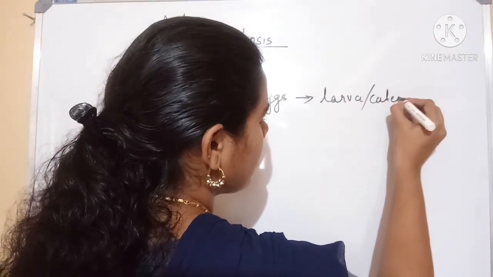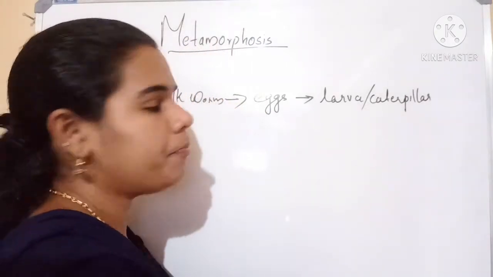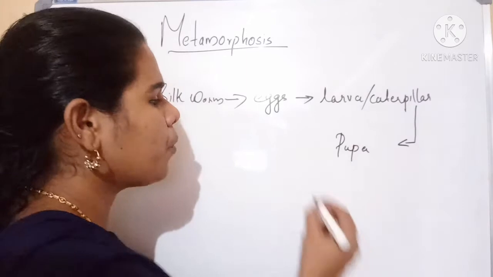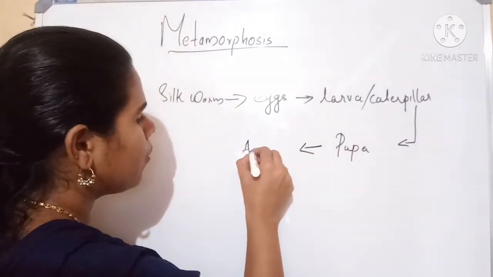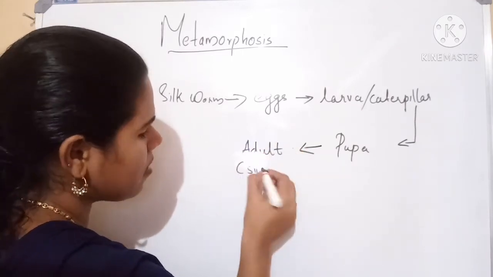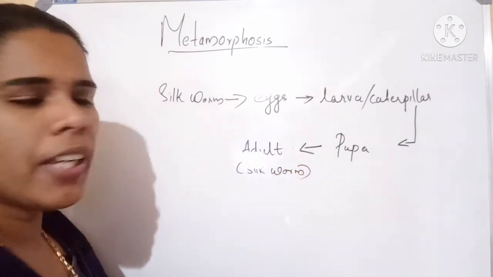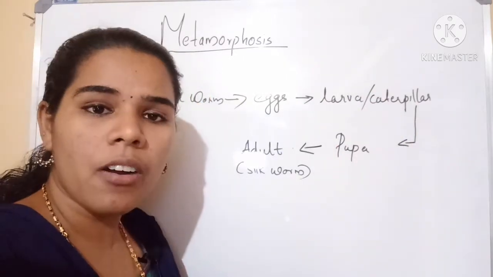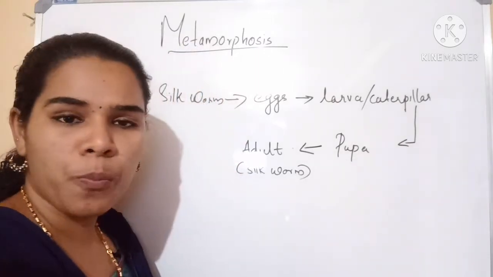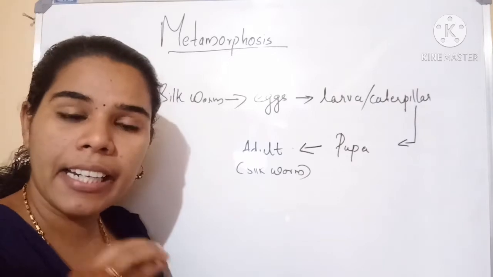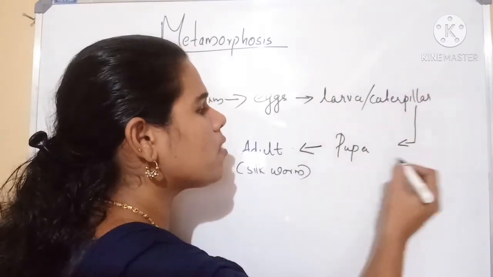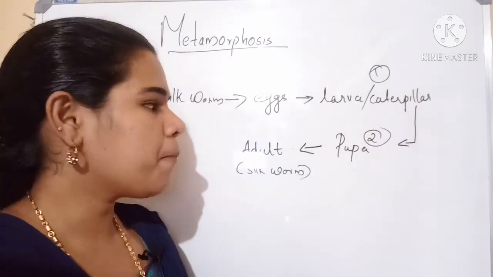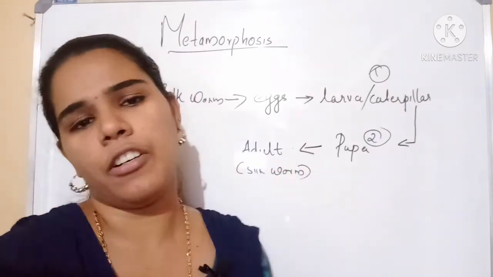That stage is the caterpillar, larva or caterpillar. And this larva again changes into the pupa stage. And this pupa again changes and forms the adult silkworm. So here the silkworm lays eggs, the egg changes into a larva or caterpillar, the caterpillar changes into the pupal stage, and it develops into an adult silkworm. So the silkworm moves through two different stages, larva and pupa, and only at last does it reach the adult silkworm.